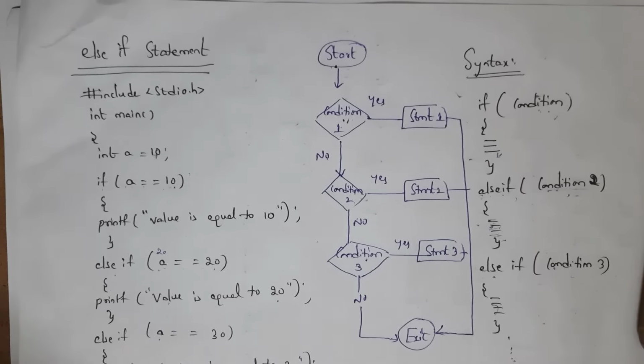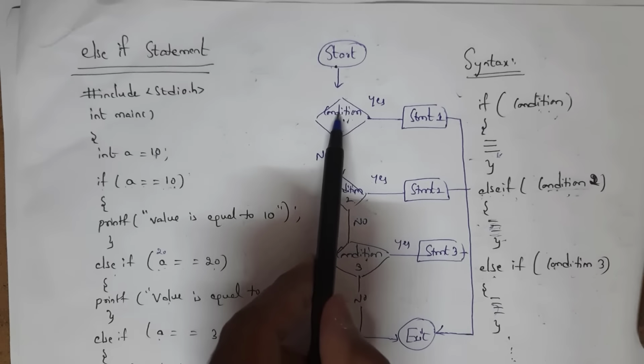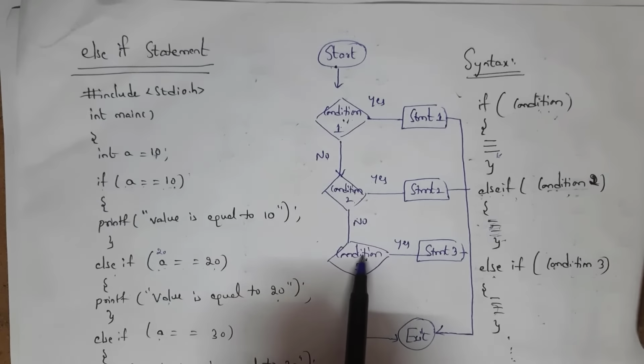This is flowchart for else if statement. By using else if statement, you can give multiple conditions. So at first I written here start. I given 3 conditions: condition 1, condition 2 and condition 3. Guys, you need to give conditions in rhombus. So I took here rhombus.